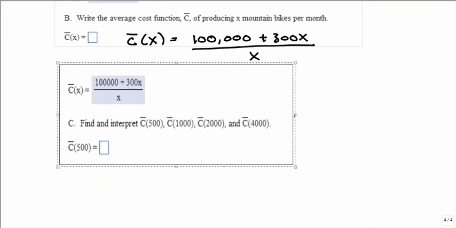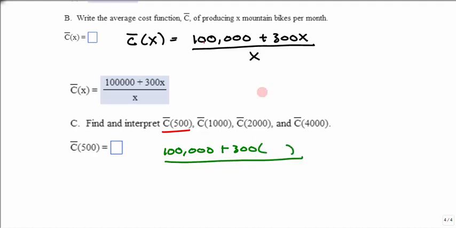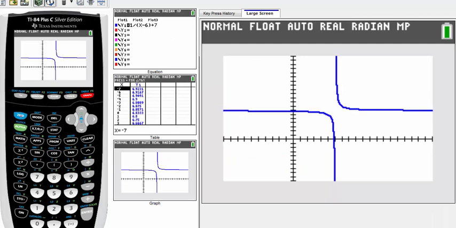So we're going to do the first one. The first one is find and interpret the average cost of 500 bicycles. Okay, so that would mean that we would take our cost function, which is 100,000 plus 300, and in this case they want us to plug in the value of 500 in for x, and then we would also divide through by 500. If you're very careful about this, you can plug the entire numerator into your calculator and divide it through by 500, and let's see what we get.